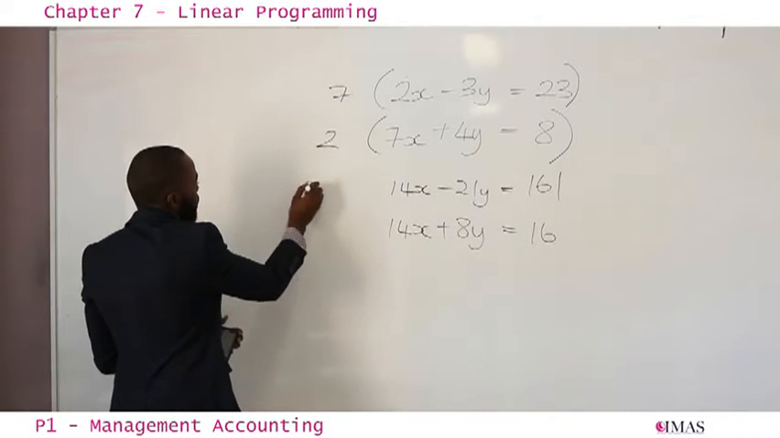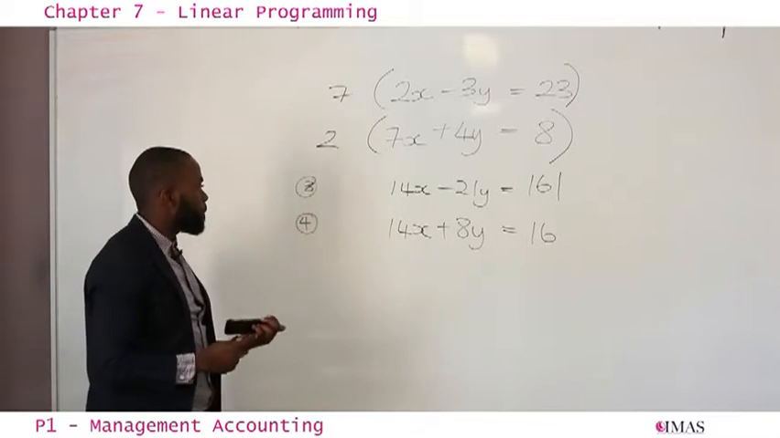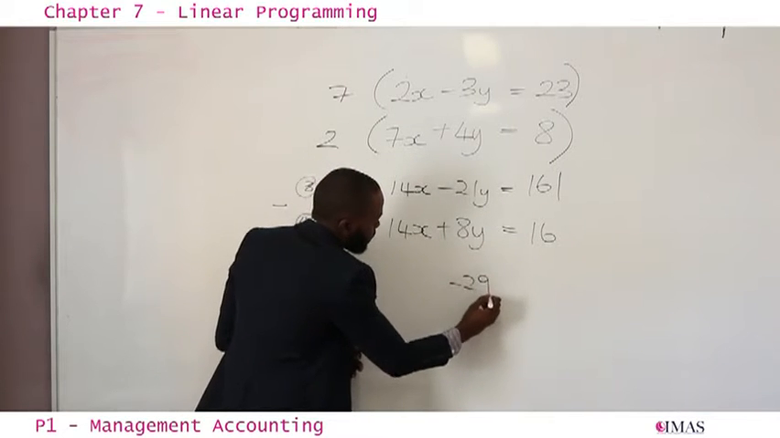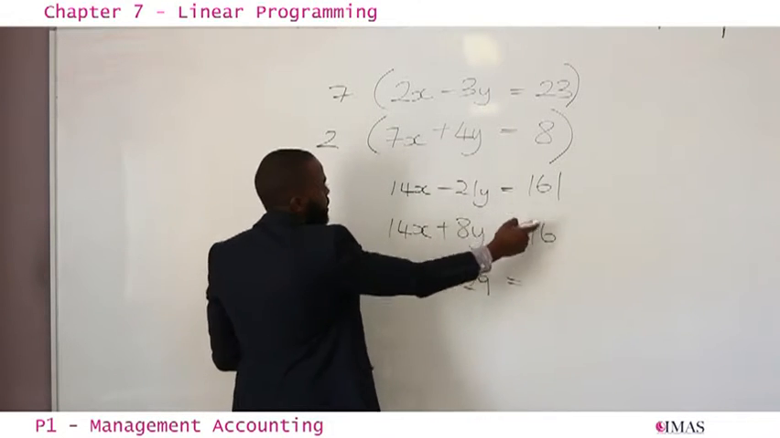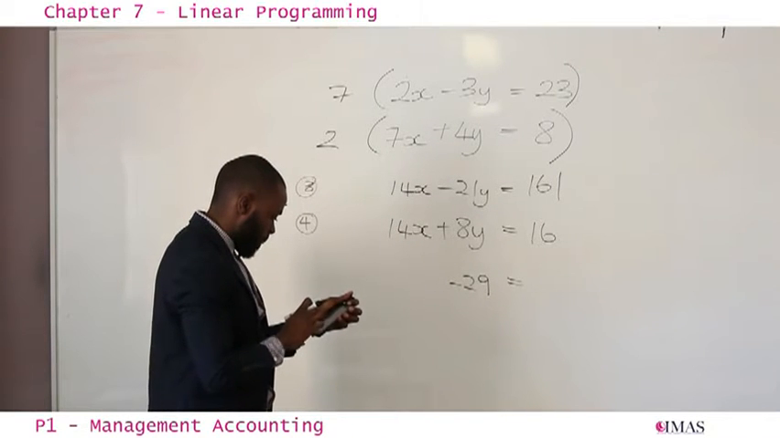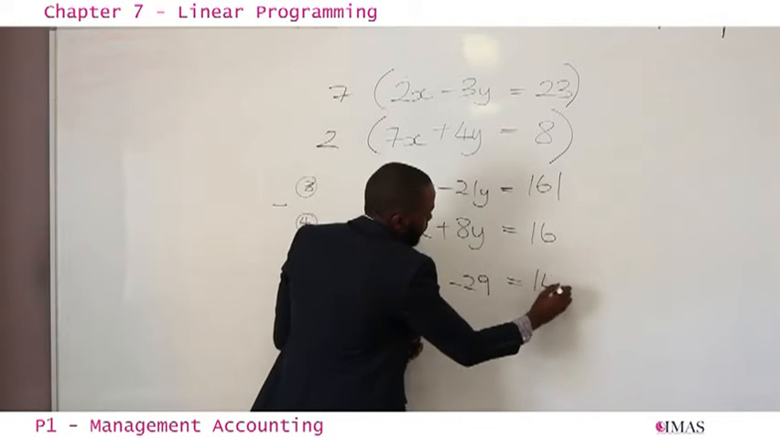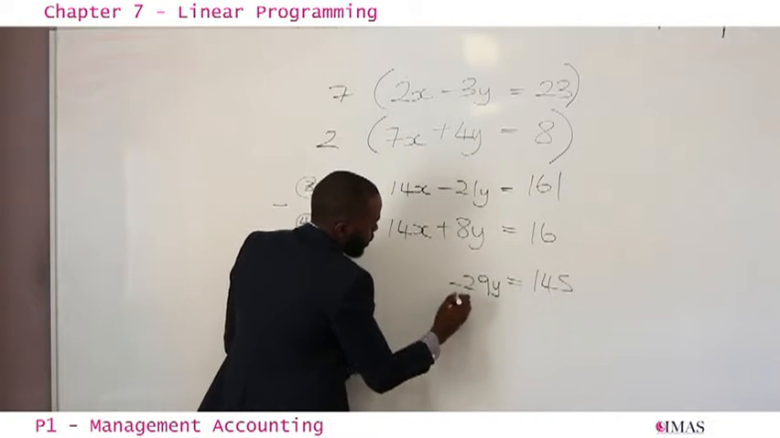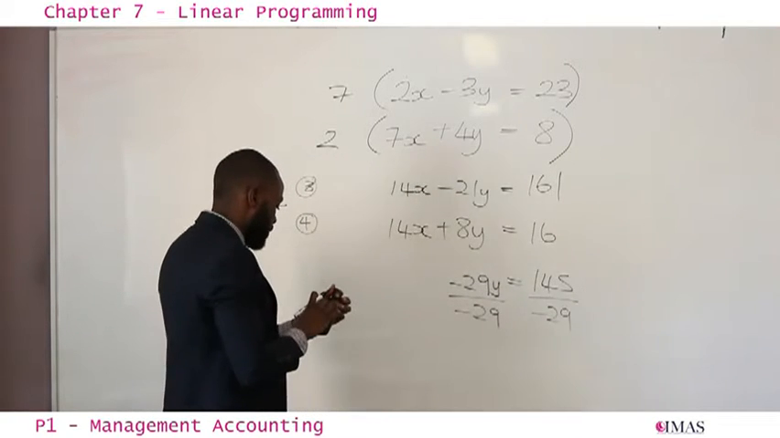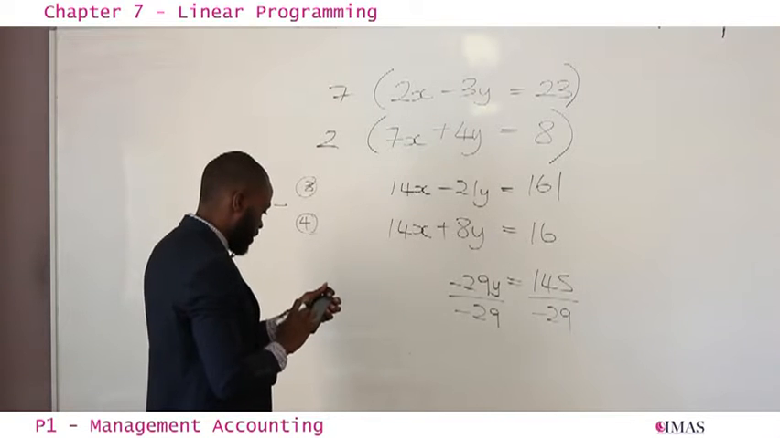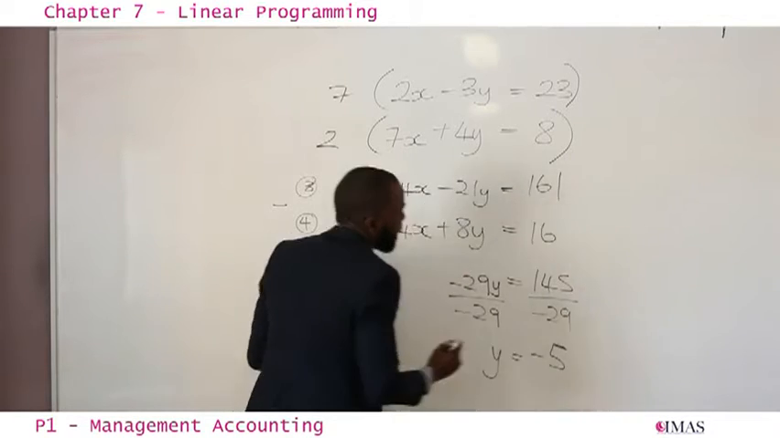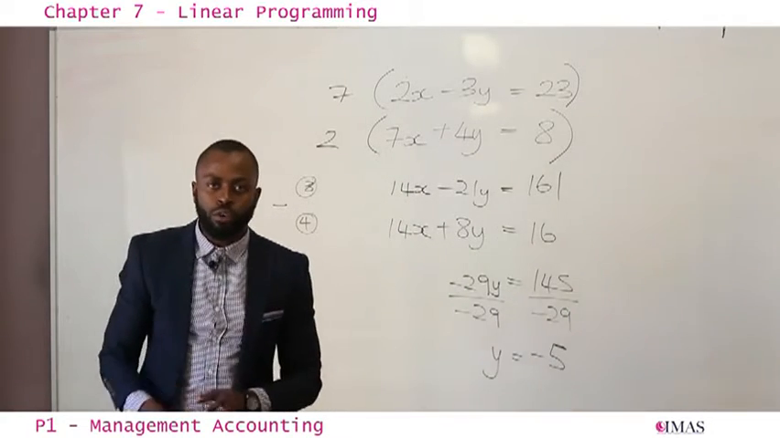So now we have equation 3 and equation 4. Since the coefficient of x is now the same, subtracting gives negative 29y, and 161 minus 16 is 145. We divide both sides by negative 29. So 145 divided by negative 29, our y has to be negative 5. That's how we solve for y.